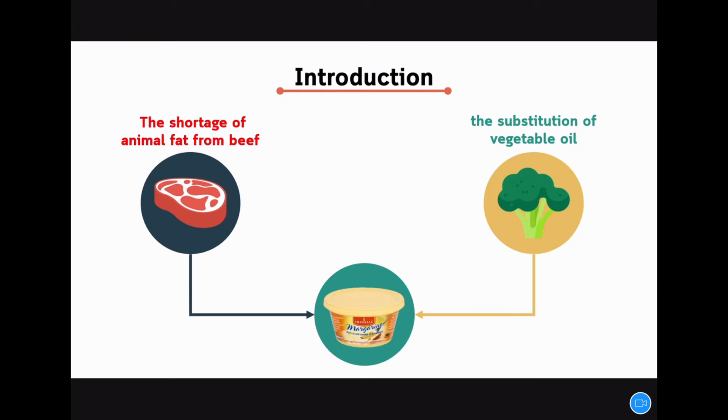It was invented to be consumed by lower classes and military forces because of the lack of animal fat from beef. So they had to substitute their food material by using vegetable oil, which is called margarine nowadays.